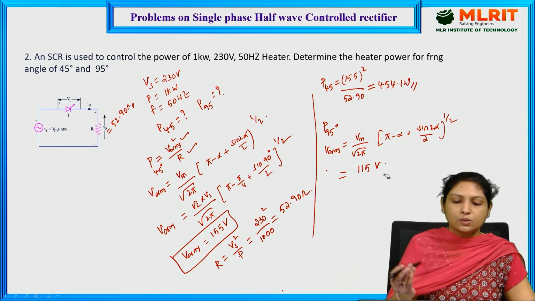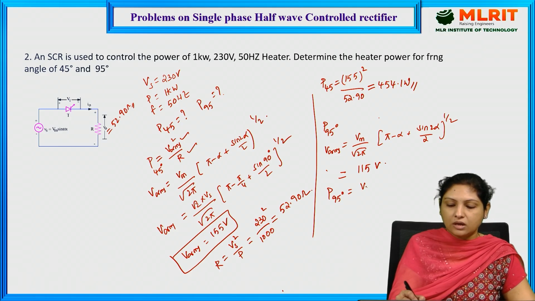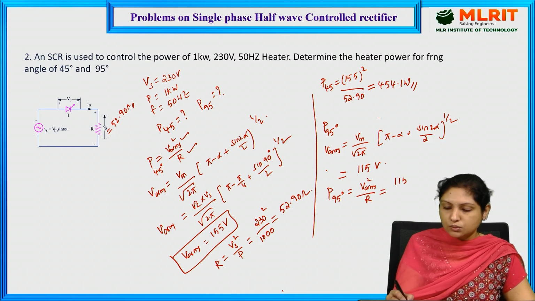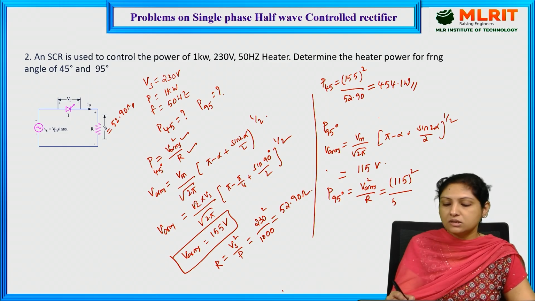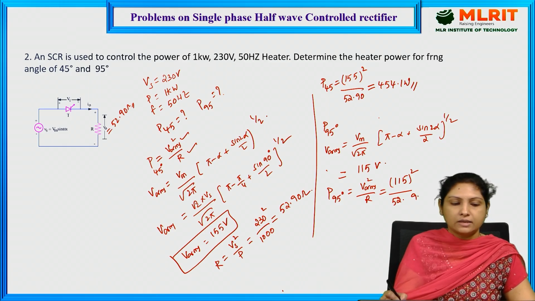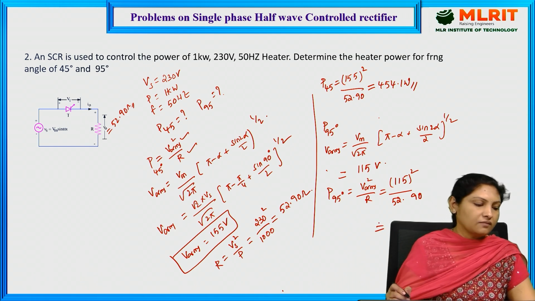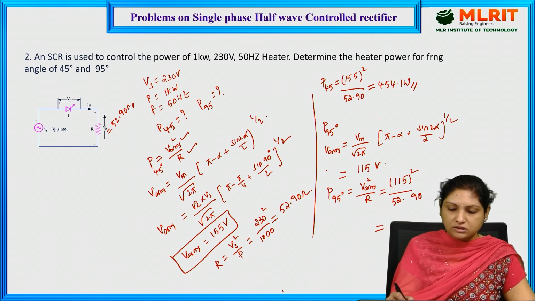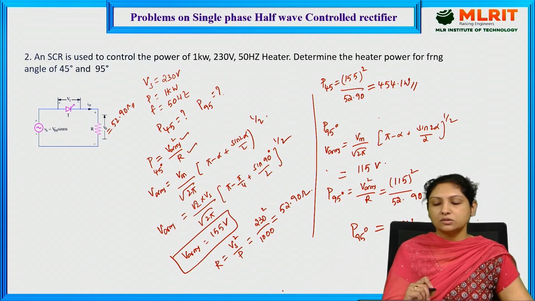In that case, we need to find out the power absorbed by the heater at 95 degrees. This will be V0 RMS square by R, where V0 RMS is 115, whole square, divided by the value of the resistance which we have got, 52.90. And we will get power as 250 watts. This is the power absorbed by the heater at 95 degrees. This is how we can solve the problem.